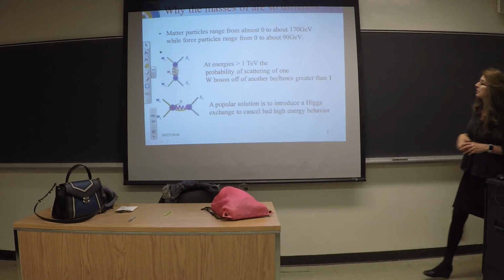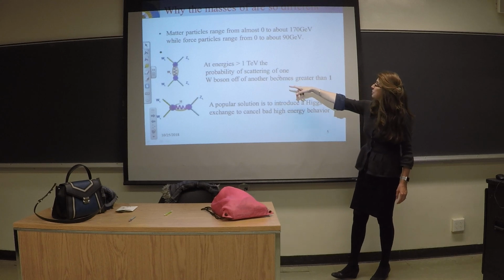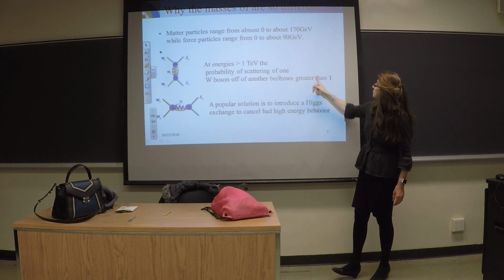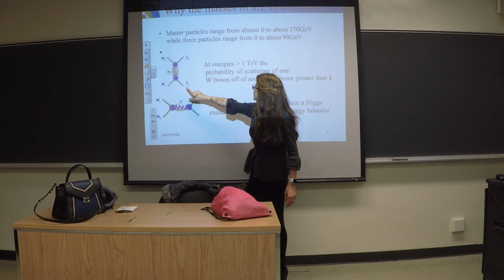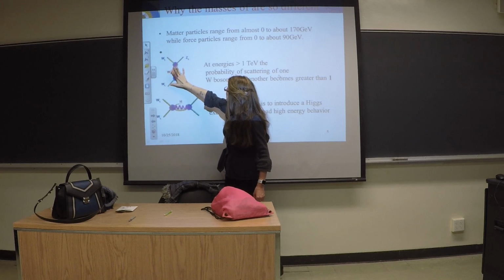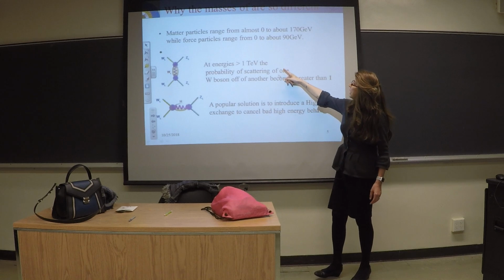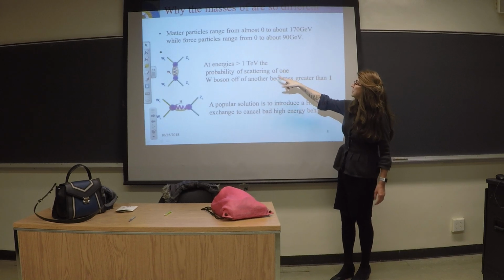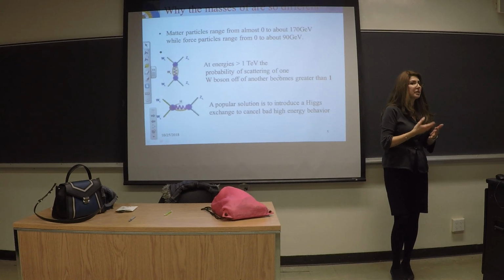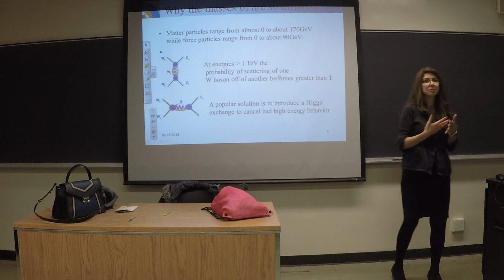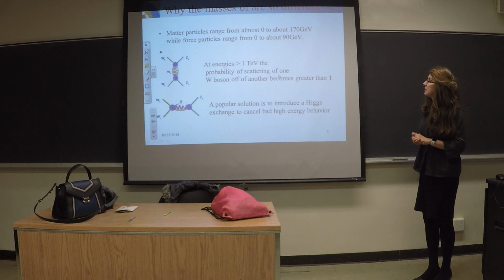At energies that are much higher than 1 TeV, we see the probability of scattering of one of these W bosons off another become much bigger than 1. So if I looked at this cross-section, I would find that for W colliding against another W and creating two Z's, the probability of the scattering, which is proportional to the amplitude squared, is bigger than 1. If a probability is bigger than 1, it's not physical. Probability has to be less than 1.